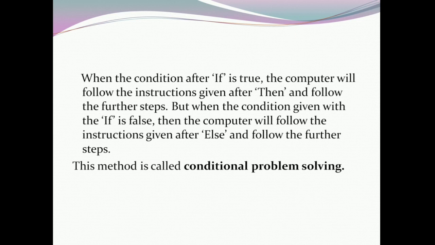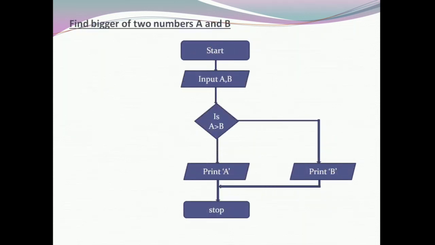So here you can see an example: find the bigger of two numbers A and B. By using conditional problem solving, we are going to find out the bigger among two numbers, A and B. Whenever we start a flowchart, we have to give the start. So here we have used the rounded rectangle for start. After that, we have to read two numbers. That's why we have used the parallelogram for input A and B.